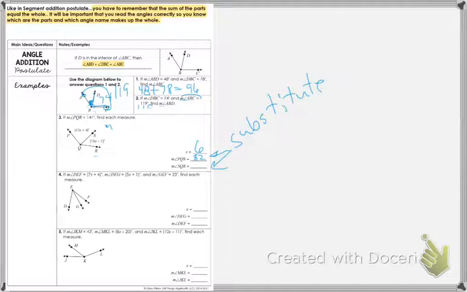Now the measure of angle SQR equals 10x minus 1, which is 10 times 6 minus 1. That would be 60 minus 1, so it is 59. And such is your problems. Let's move on to the next page.